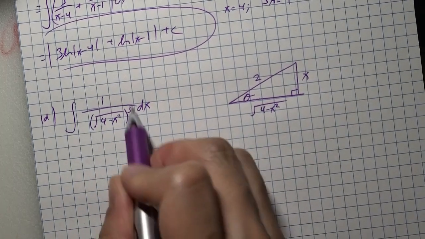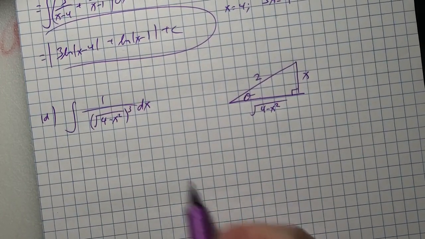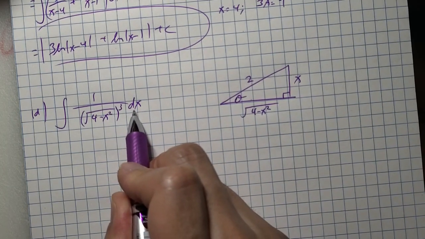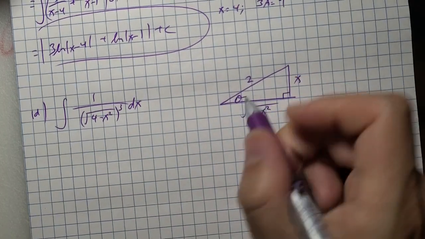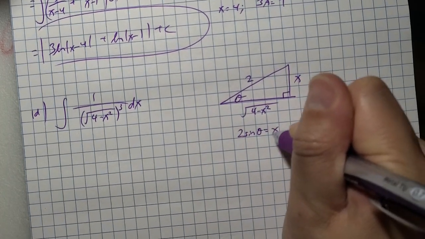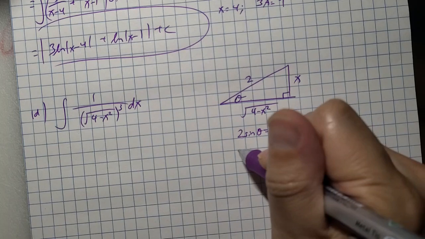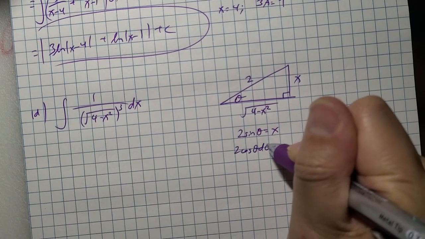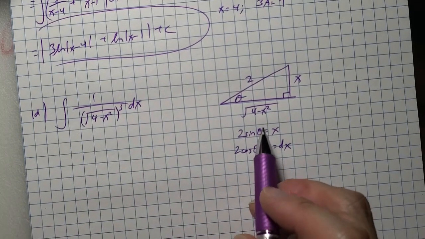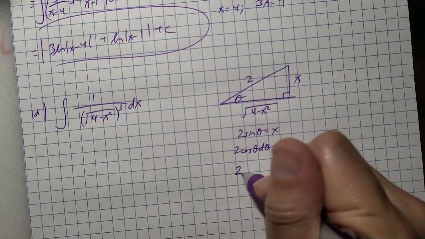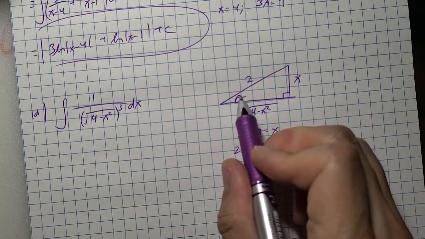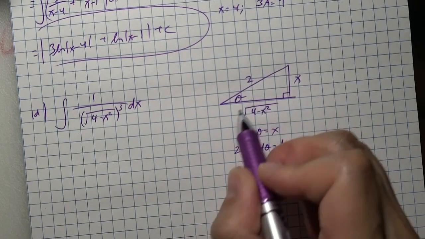Okay, so we want to set everything in this integral in terms of theta. So we have to get dx. How do we get dx? We have to get x first. We know that sine theta is x over 2. So 2 sine theta is equal to x. 2 cosine theta d theta would be dx. So we got dx. How about this term? We can get that by 2 cosine theta is square root 4 minus x squared, because cosine theta is this over that. So just move the 2 over.